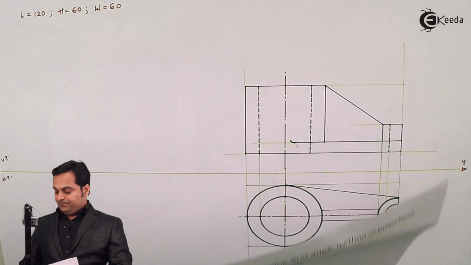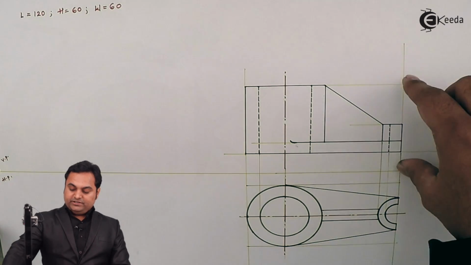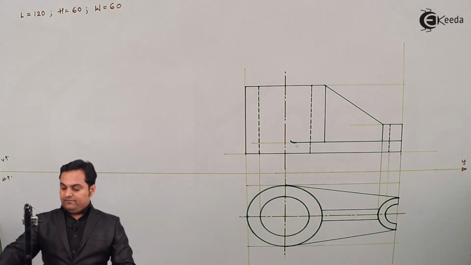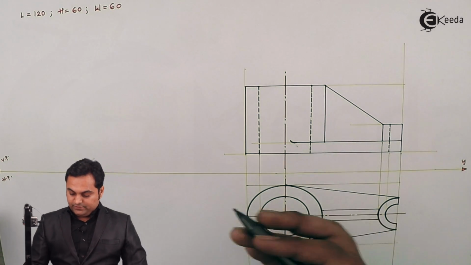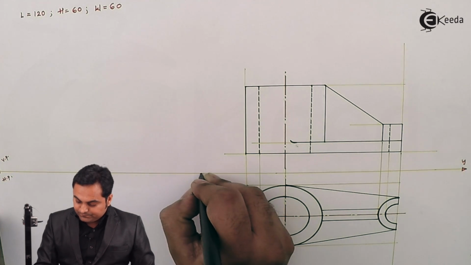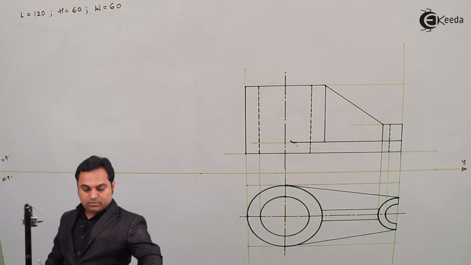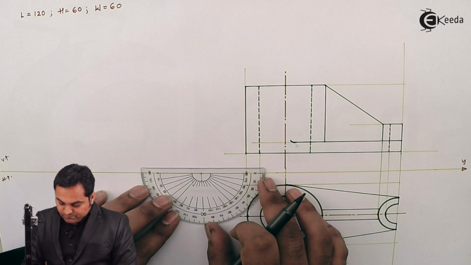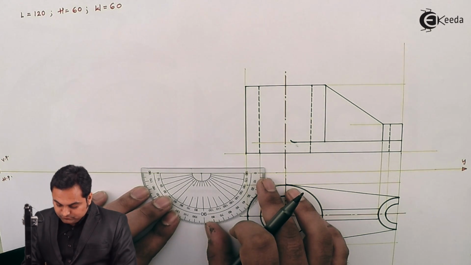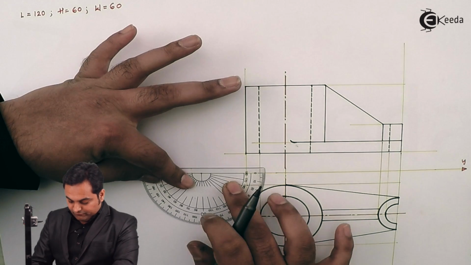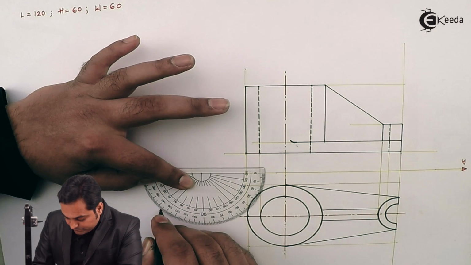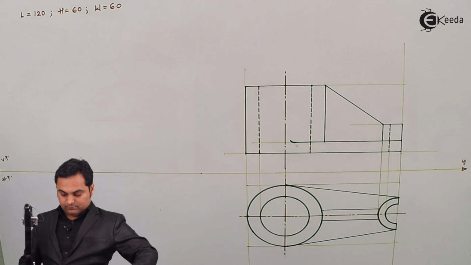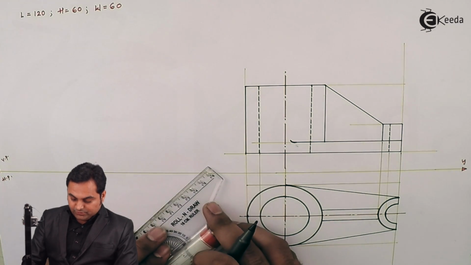So here if we see, height of the object we can get from the front view, and width we can get it from the top view. And for drawing the side view, here I'll take a point measuring an angle of 45 degree, drawing a light line through it.